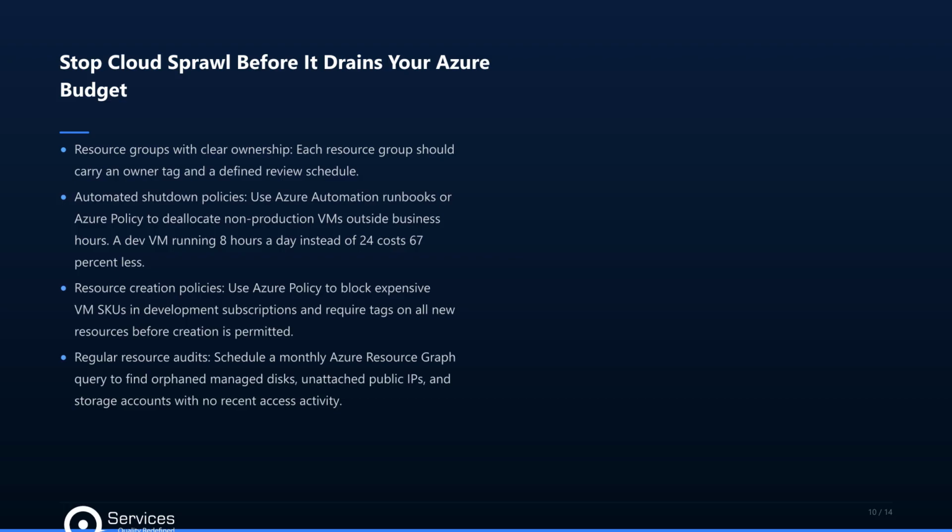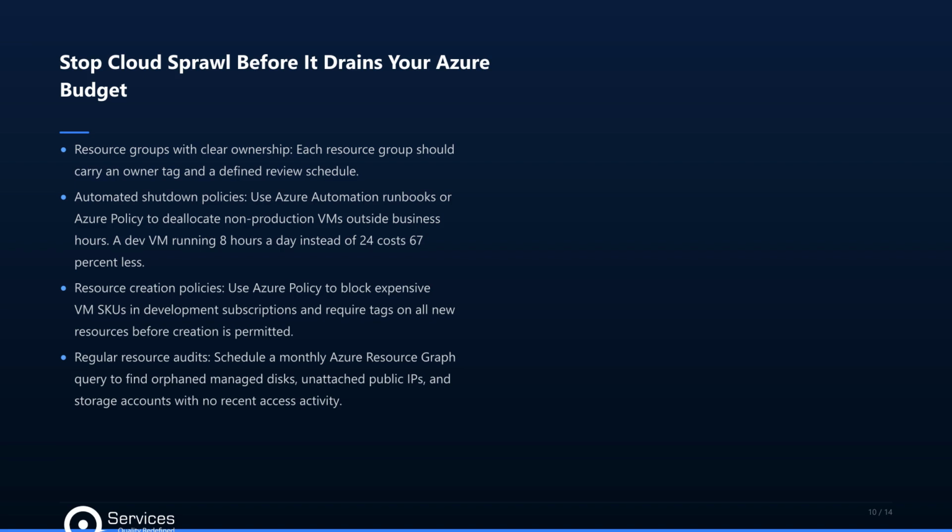A few governance practices keep sprawl under control. Resource groups with clear ownership: each resource group should carry an owner tag and a defined review schedule. Automated shutdown policies: use Azure Automation Runbooks or Azure Policy to deallocate non-production VMs outside business hours. A dev VM running 8 hours a day instead of 24 costs 67% less.